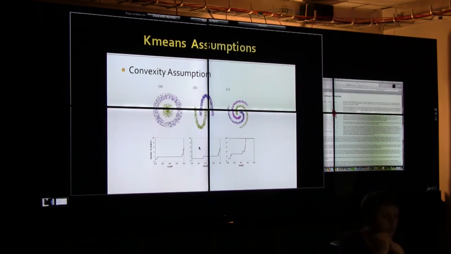And so I want to just briefly discuss this convexity assumption. We talked a little bit about the Euclidean distance, cases when k-means will fail. These are some situations that k-means will not be able to identify. The characteristic of all of these cases is that those clusters are not linearly separable, right? And you will not be able to find them.